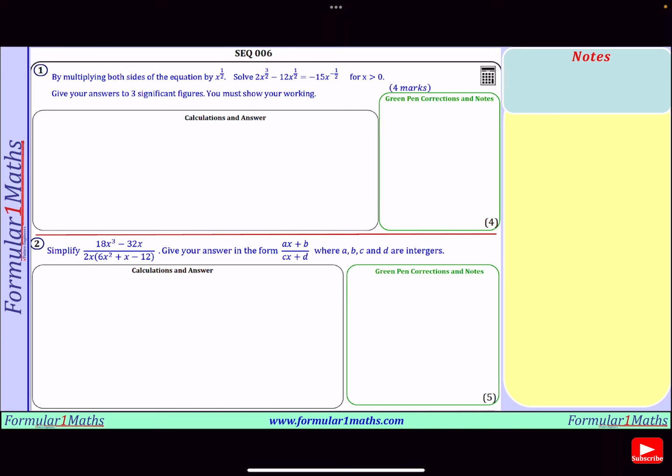This is Sample Exam Questions 006 for the AQA Level 2 Further Maths course. We've got 3 questions to answer.